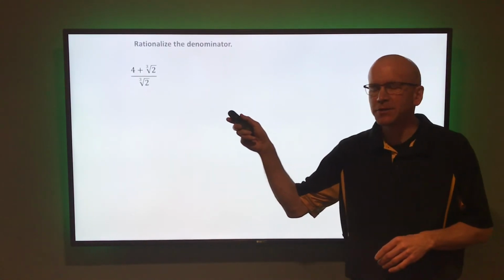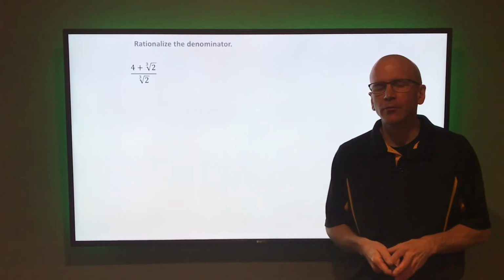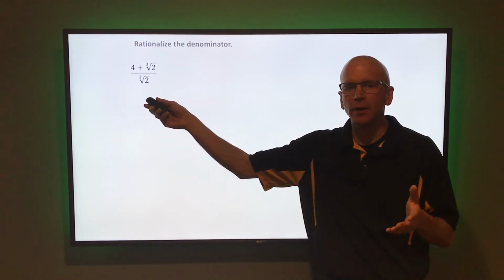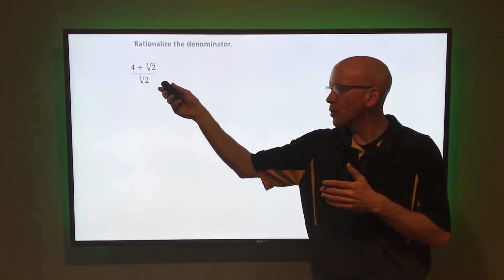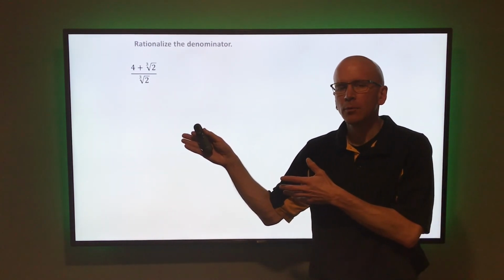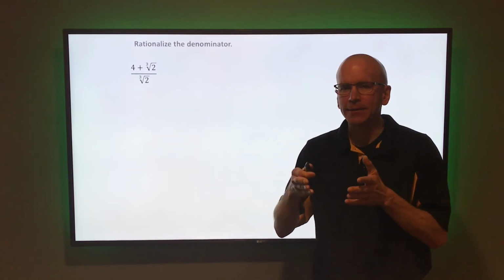We need to rationalize the denominator of 4 plus the cube root of 2 all over the cube root of 2. So with that cube root of 2 in the denominator, we want to make that into a rational number. We want to get rid of the radical sign. So we want to make that 2 into a perfect cube. To make that 2 into a perfect cube, I want to multiply by 4. That'll make it into 8, which is a perfect cube.